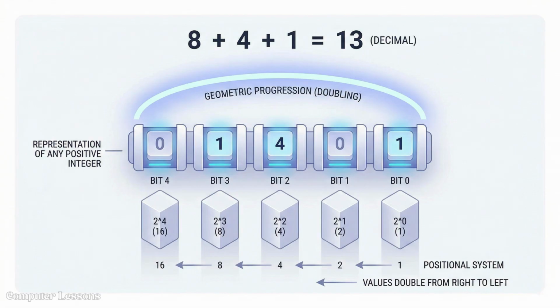Counting in binary follows a positional system where each column represents a power of 2. Moving from right to left, the values double from 1 to 2, then 4, 8, and 16. This geometric progression allows the representation of any positive integer within a register.